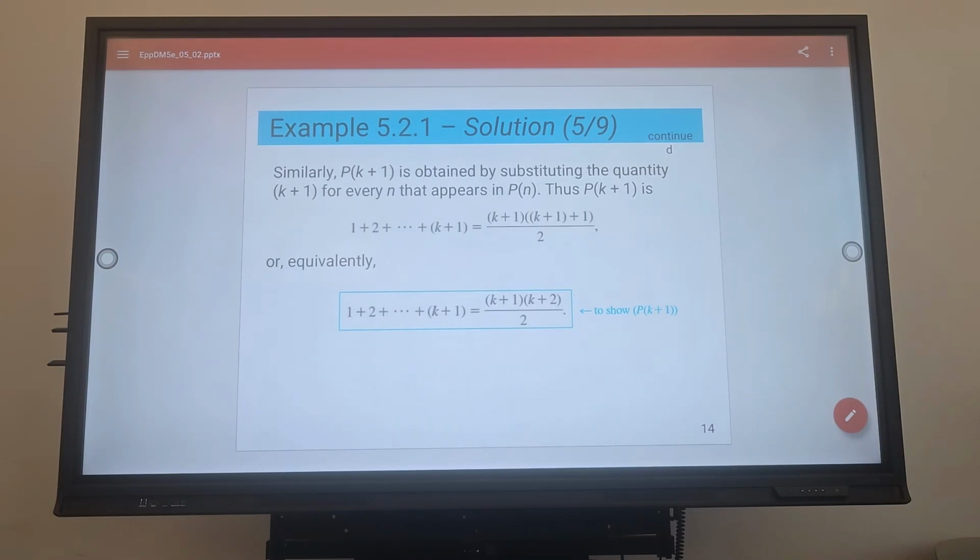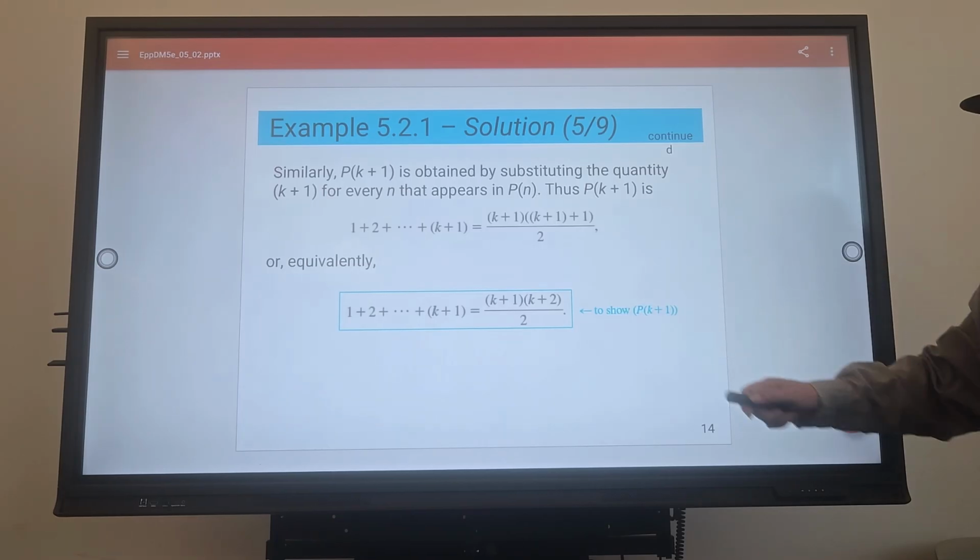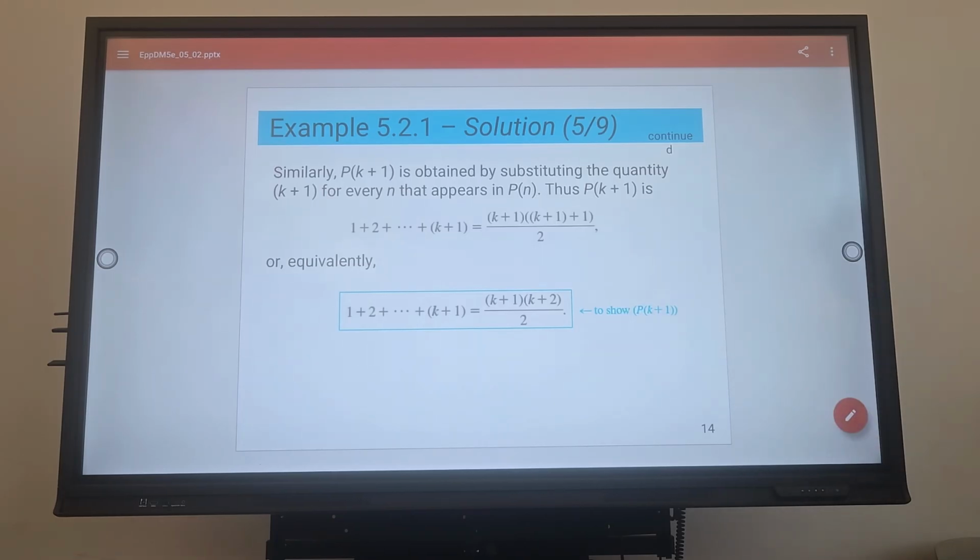Similarly, P(k+1) is obtained by substituting the quantity k+1 for every n that appears in P(n). Thus, P(k+1) is given here, which ends up being this here when you simplify.